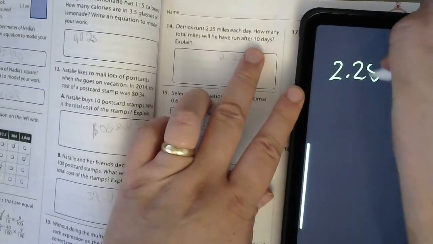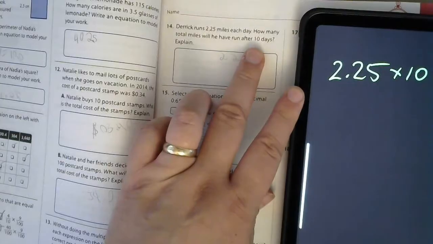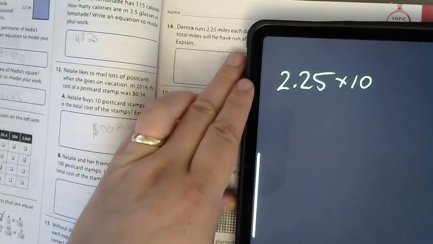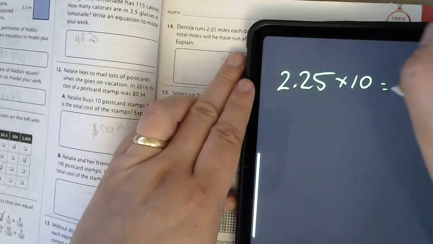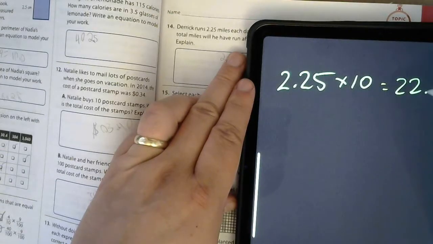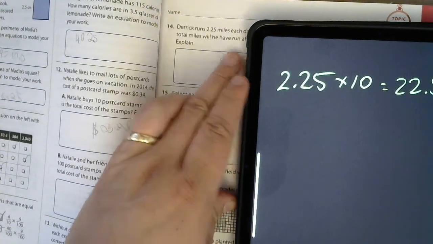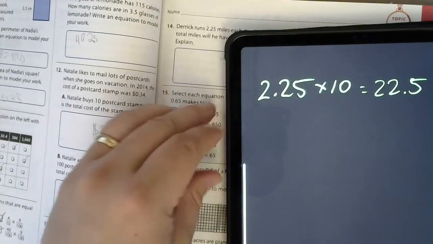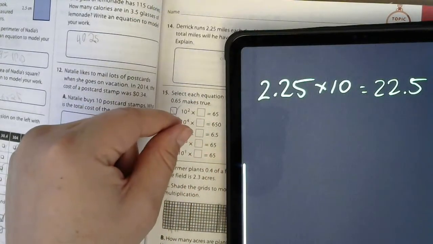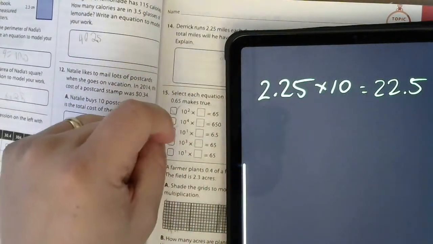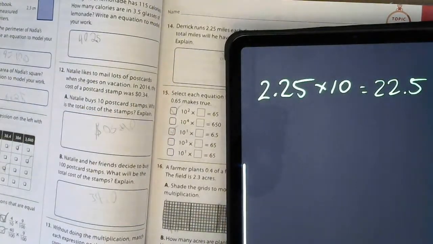We've got 2 and 25 hundredths. We're multiplying it times 10 because there's 10 days. I just move my decimal over. It's going to equal 22 and 5 tenths. 22 and 5 tenths miles are what he's going to run in 10 days. Anytime I'm multiplying by a power of 10, we're just moving that decimal.